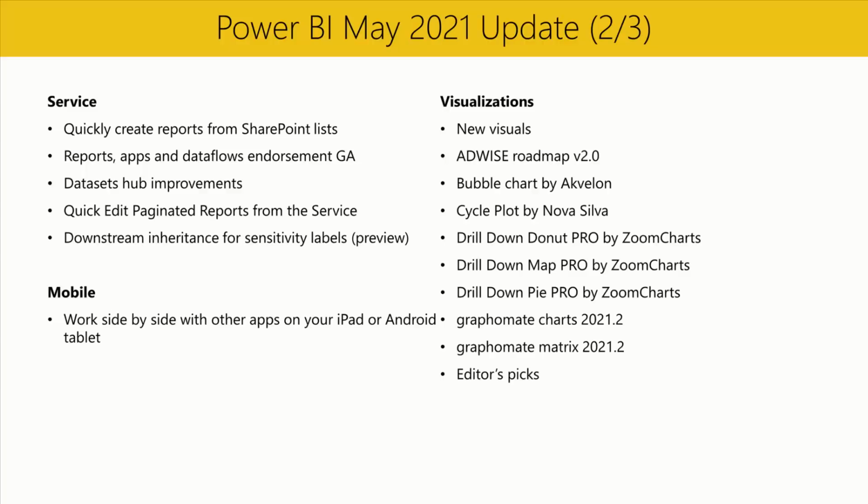Visualizations updated this month are the AdWise Roadmap version 2.0 by AdWise, the Bubble Chart by Aquilon, the Cycle Plot by Nova Silver, the Drill Down Donut Pro by Zoom Charts, the Drill Down Map Pro by Zoom Charts, the Drill Down Pie Pro by Zoom Charts, Graphimate Charts by Graphimate, and the Graphimate Matrix by Graphimate.